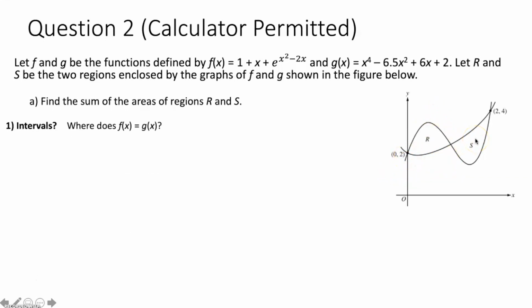Where do they equal one another? Well, the graph helps us out with two of those x values. They intersect at x is equal to 0 and x is equal to 2. But we need to find this third intersection point right here. So how do we do that?